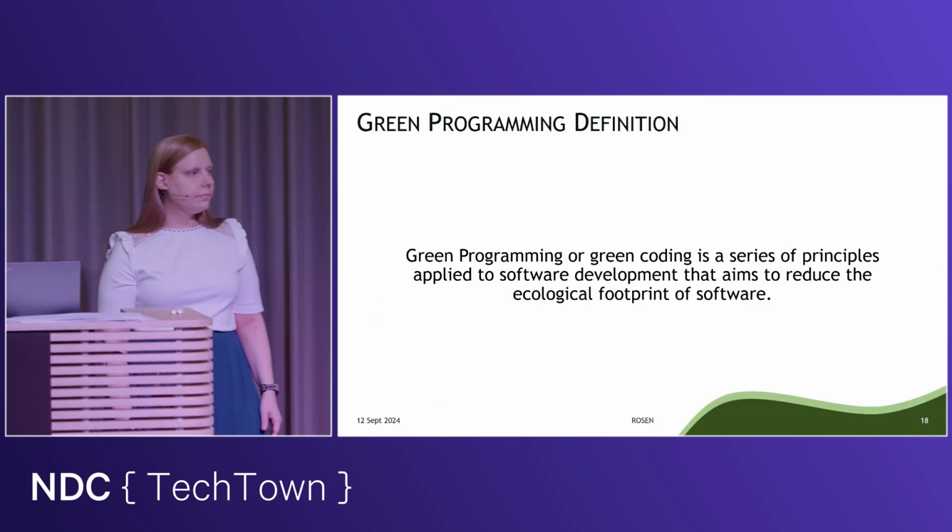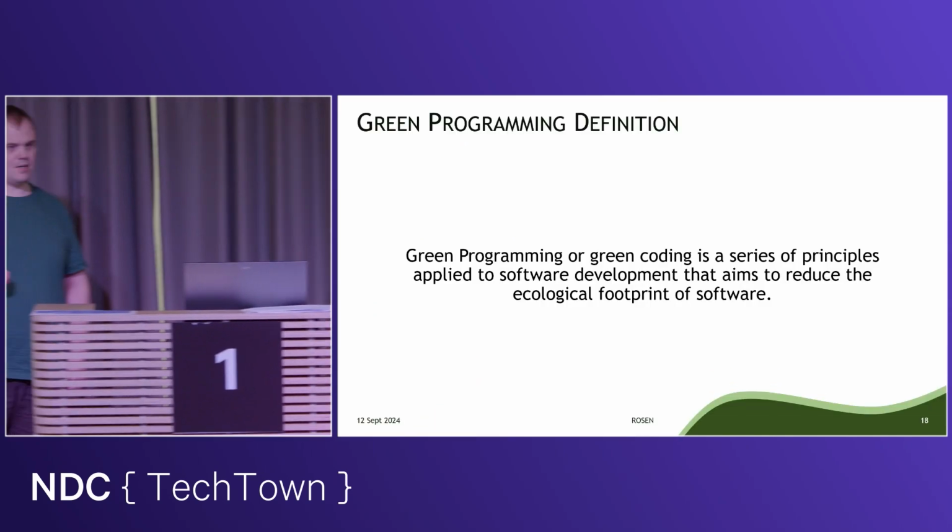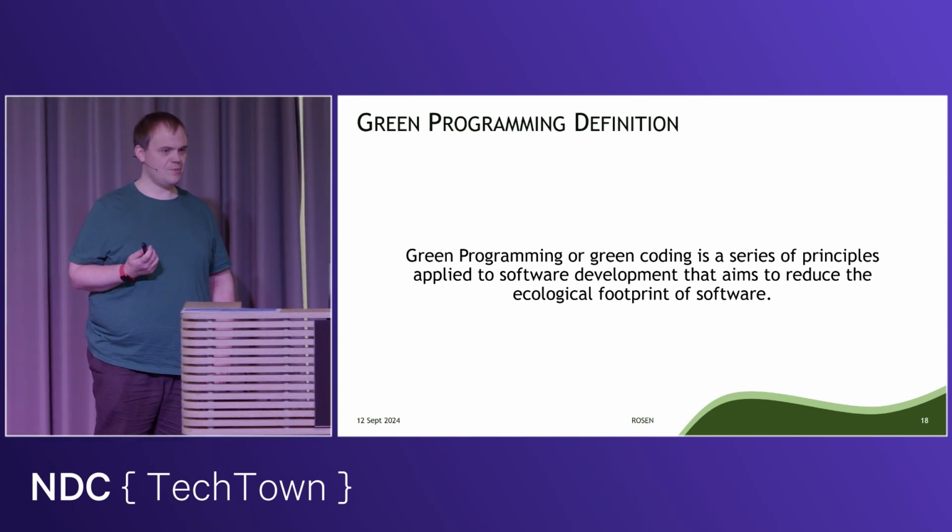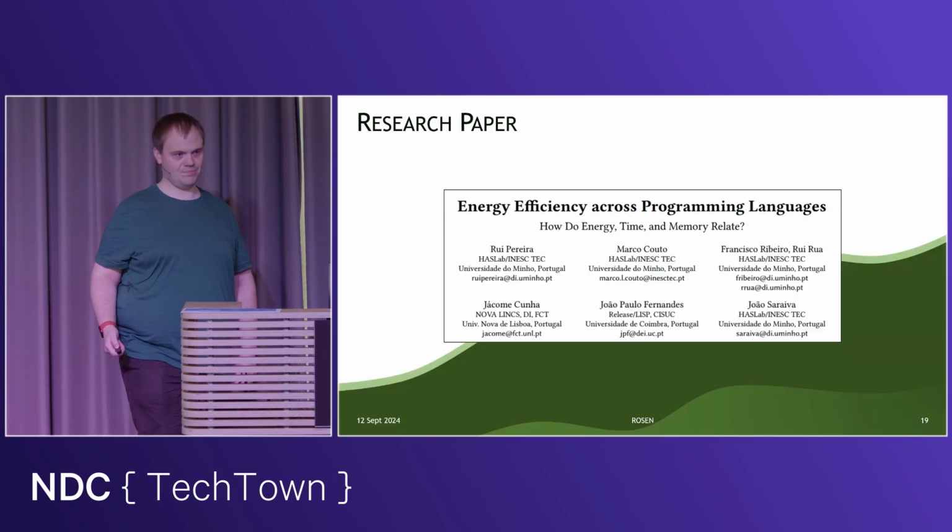Green programming or green coding is a series of principles applied to software development that aims to reduce the ecological footprint of software. The goal is to write energy-efficient code, use resources economically, and use environment-friendly technologies to reduce the CO2 footprint. This can be influenced, for example, by the programming language you choose.